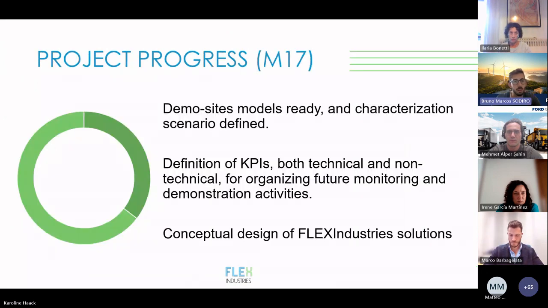Next slide, please. Today we find ourselves in month 17 of the project. The main aspects that we've been covering were the characterization of the whole process. We are working with 7 demo sites. It's been quite challenging because we had to organize ourselves in very good ways and have a whole harmonized methodology to do that. What we've been doing as well, which is really important for a project like Flex Industries, is the definition of harmonized KPIs that are applicable and replicable for the future monitoring and demonstration activities. That will be a great effort of this project. And what we have achieved lately is the conceptual designs of the solutions that we are implementing, based on the data gathering phase that we had during the first year.